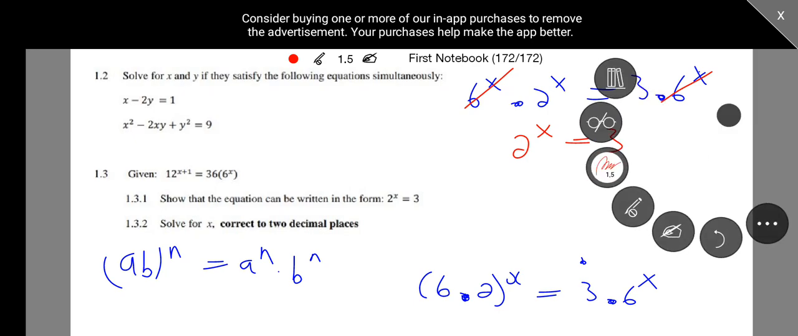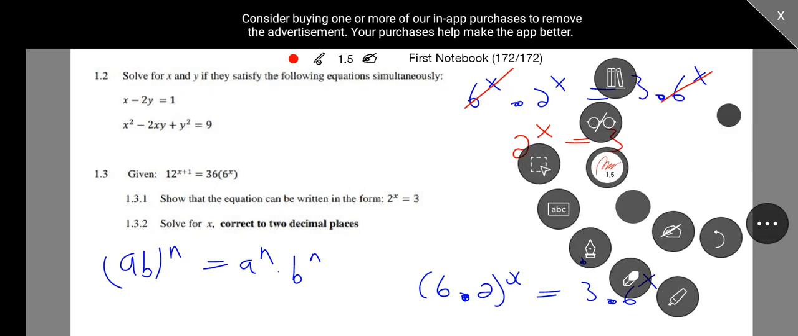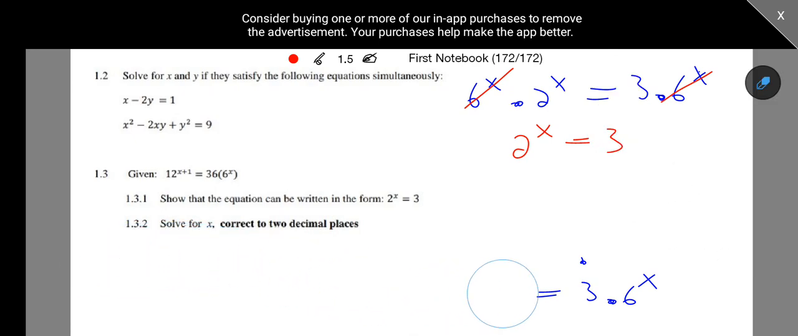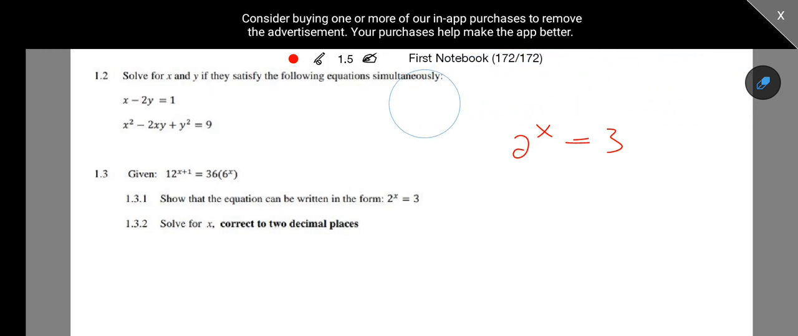So, don't lose hope. In the exam, if you see it's tough for you, skip it a bit and then come back to it later. Don't leave the stone unturned, right? So, from this expression now, we must solve for x, right? Solve for x and correct to 2 decimal places, not 3, not 1, right? So, it's always good to follow instructions.